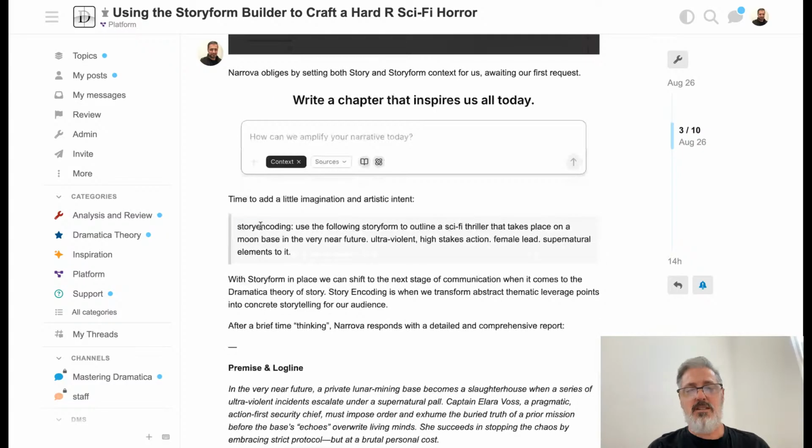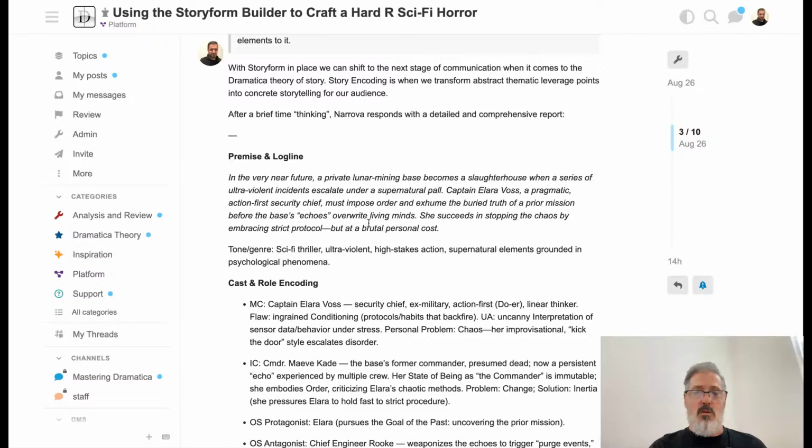And then I just forced it into story encoding and said, use the following story form to outline a sci-fi thriller that takes place on a moon base in the very near future, ultra-violent, high-stakes action, female lead, supernatural elements. It might be like something you get where the director wants to do something like this. Can we work out a story? And this is all one shot.